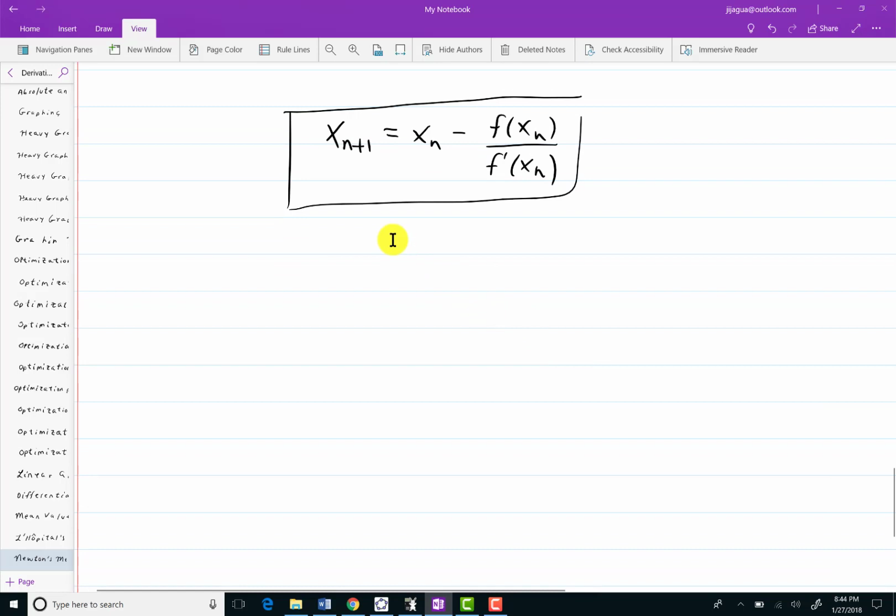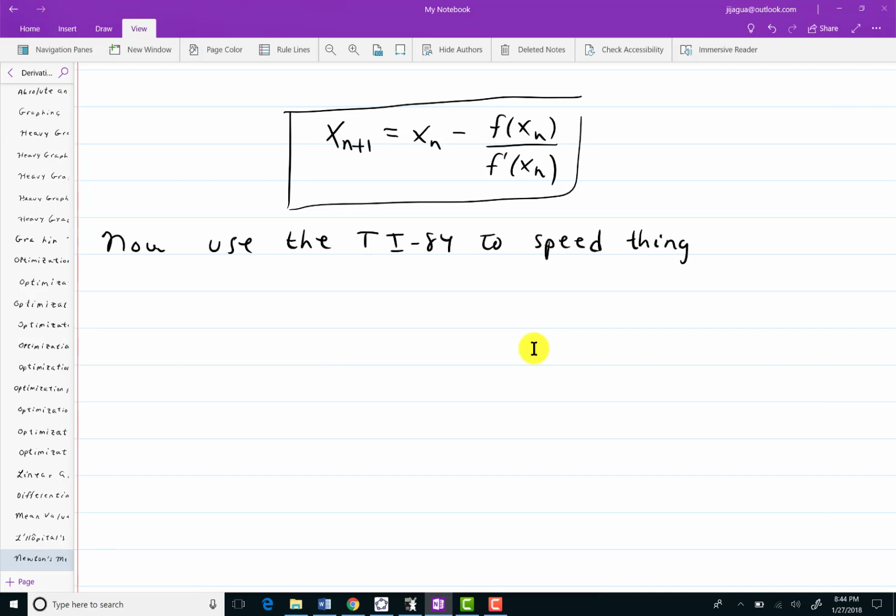And now what we're going to do is use it in the calculator to solve the problem that I was just doing. So now use the TI-84 to speed things up, I suppose. Or automate. I want to really automate it some. But here's how we do it then.